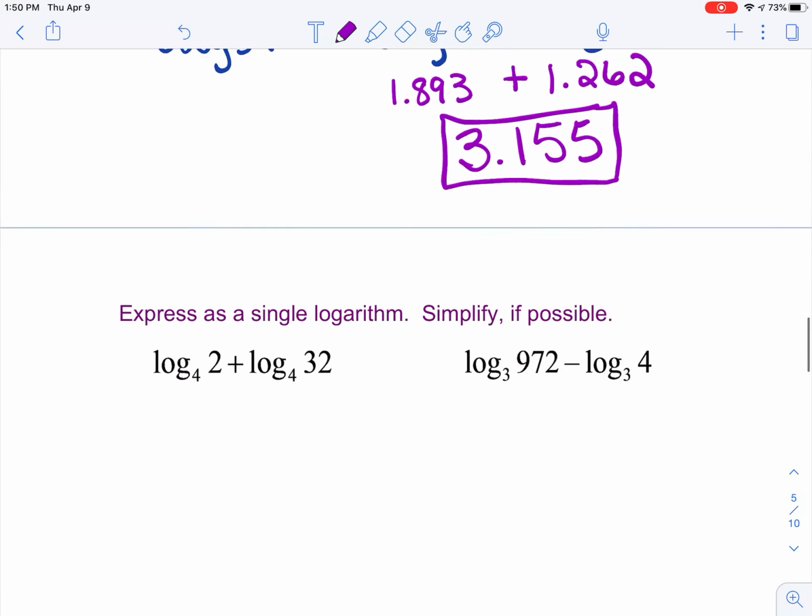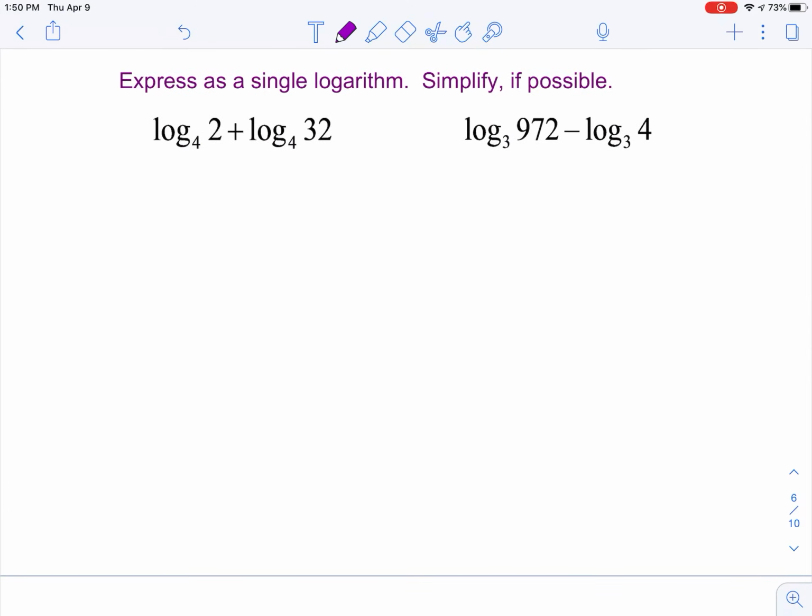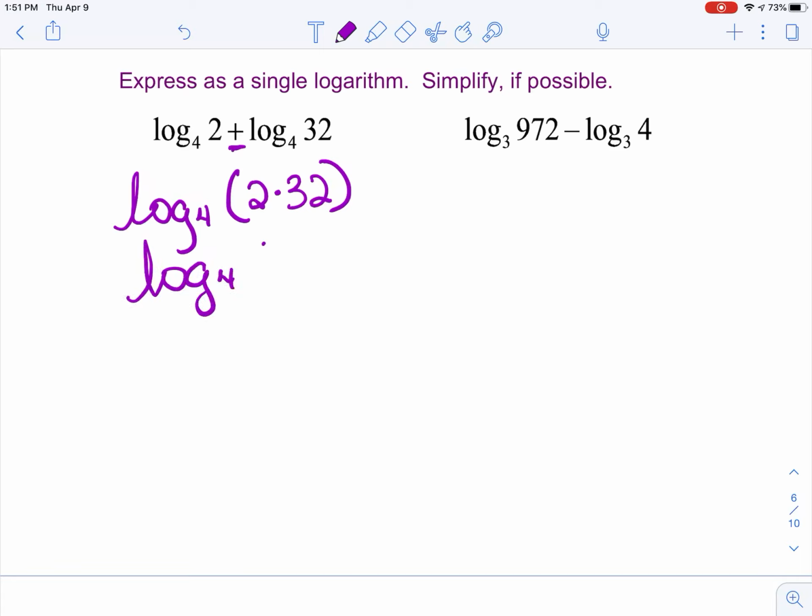All right, going on. What we're going to do is create a single logarithm. So we have to look: if we're adding, that means multiply, right? Adding means multiply. So this is going to give me log base 4 of 2 times 32. And I can multiply those together. Log base 4 of 64.